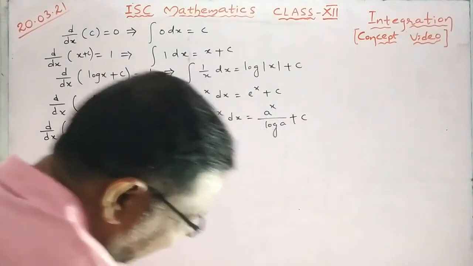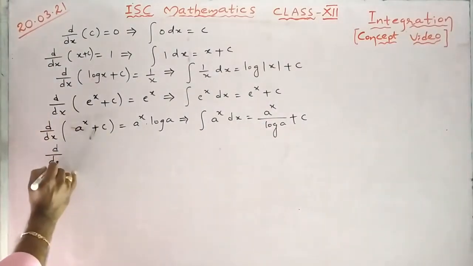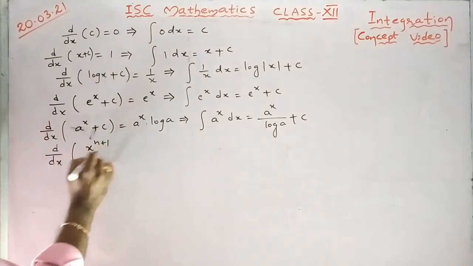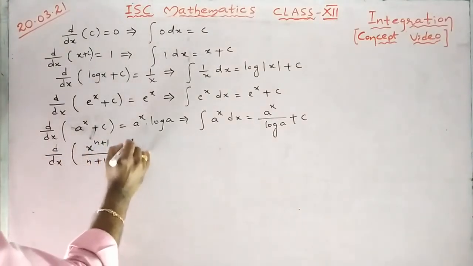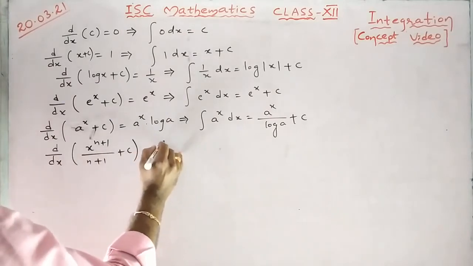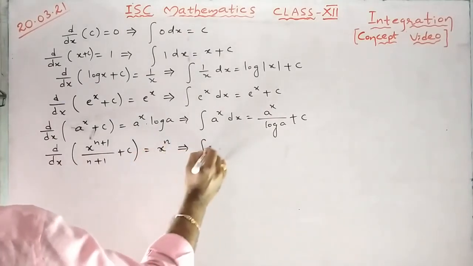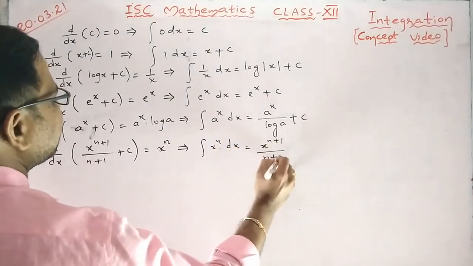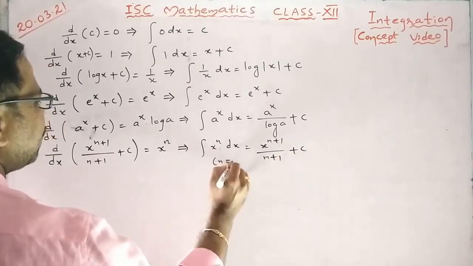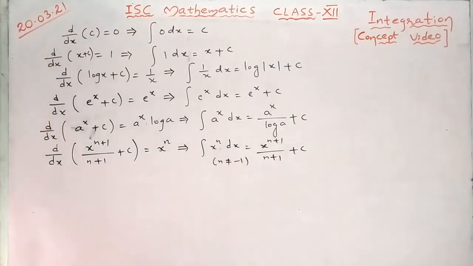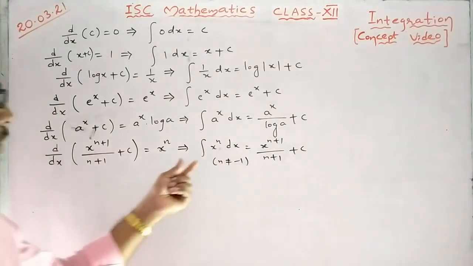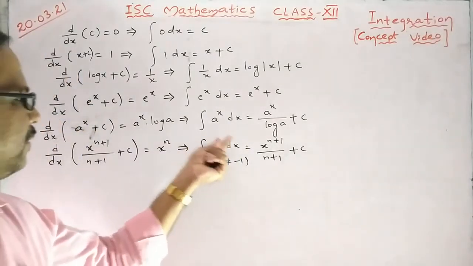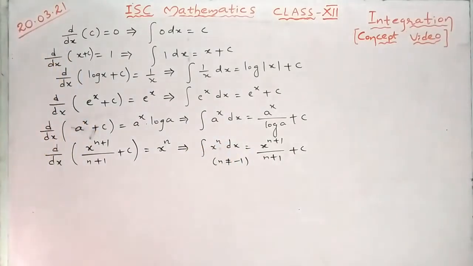Next, d by dx of x to the power n plus 1 by n plus 1 plus c equal to x to the power n. So integral x power n dx will be x to the power n plus 1 upon n plus 1 plus c, where n is not equal to minus 1. By using this formula we can get many problems. The fundamental formula is: integral x power n dx equals x to the power n plus 1 by n plus 1 plus c.